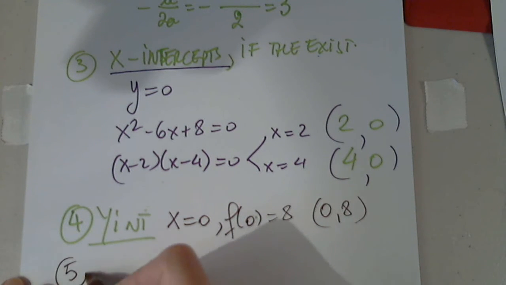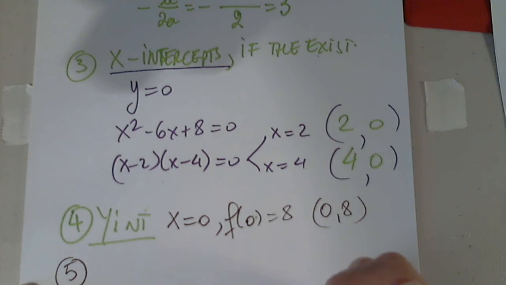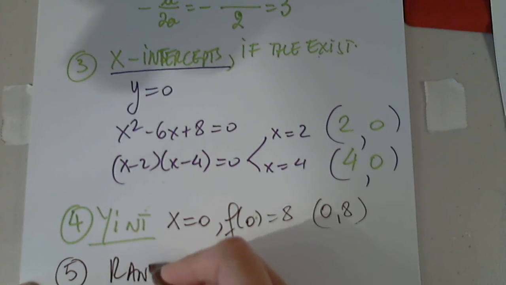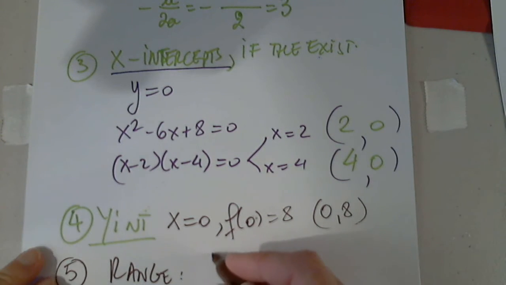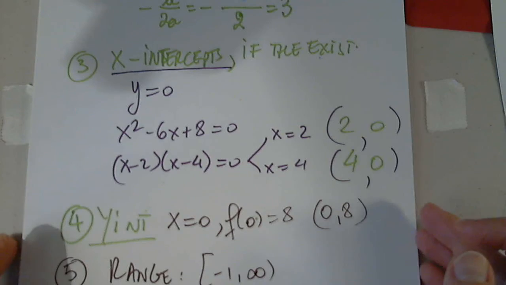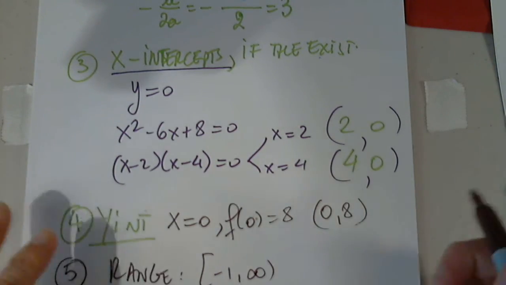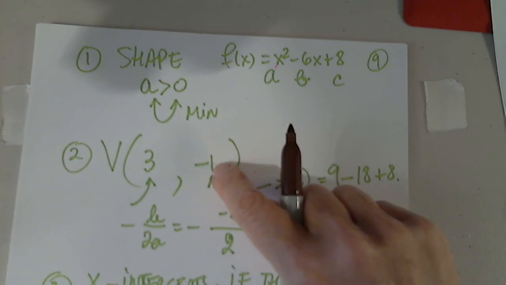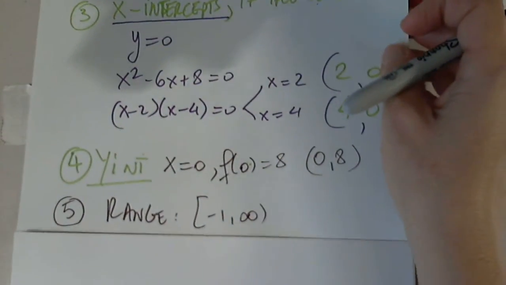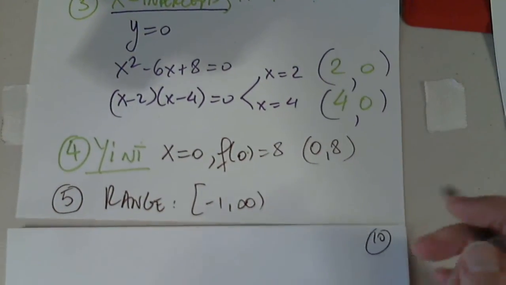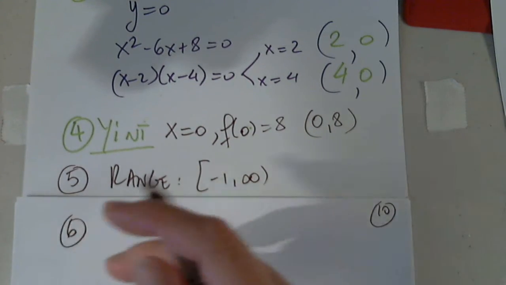Step number 5. Range. You can say, how can you find the range without graphing the function? I already know. It must be negative 1 to infinity. It has a minimum, and the minimum value is given by the y-coordinate of the vertex. Number 6 and number 7.